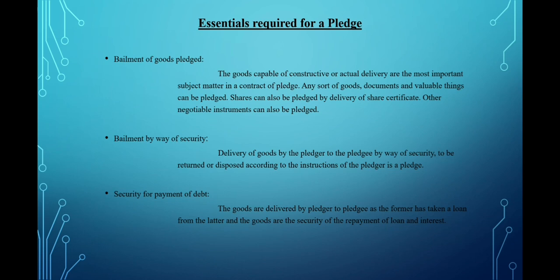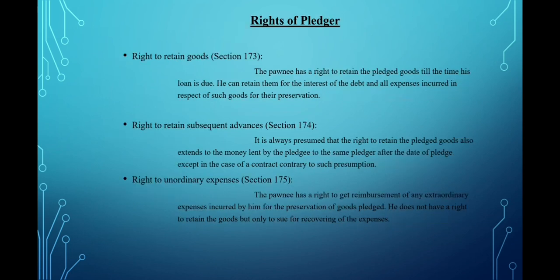When a farmer has taken a loan from any bank, the goods are the security for repayment of the loan and interest. Goods like his farm or his home, anything. The goods are delivered by the pledger to the pledgee as the farmer has taken a loan from the lender and the goods are the security of the repayment of the loan and interest. Now we are going to see rights of pledger.